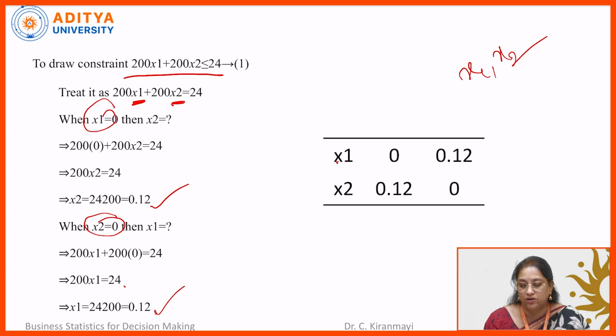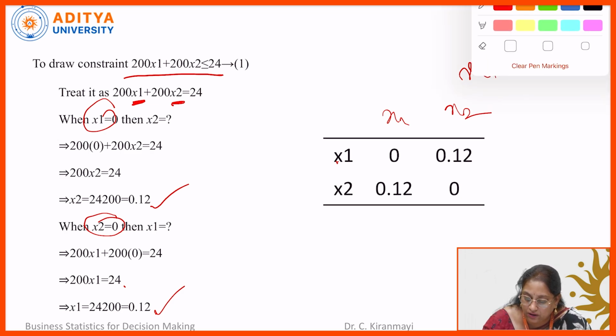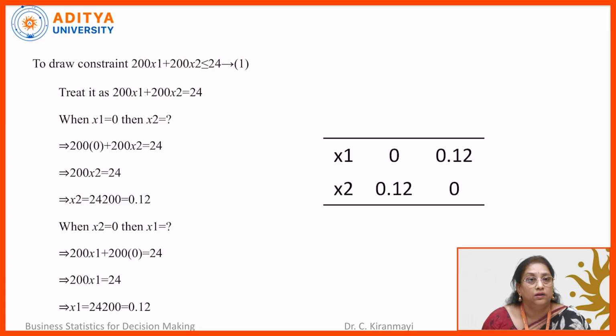So, when x1 is 0, the x2 value is this one. When x2 is 0, this is the value of x1. This is how we first find the coordinates, in order to plot the inequality on the graph. This is how we find the coordinates of the line of the inequality, right.